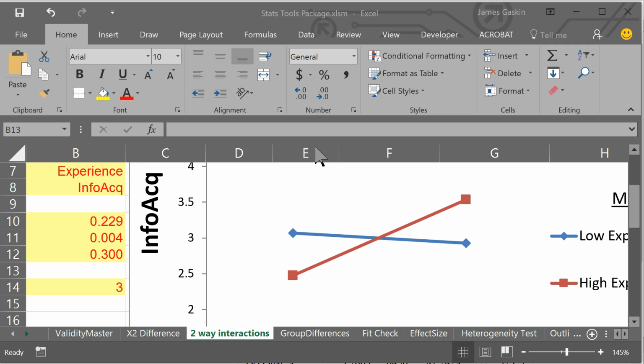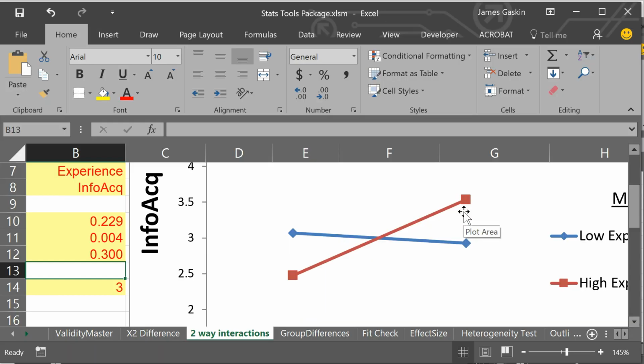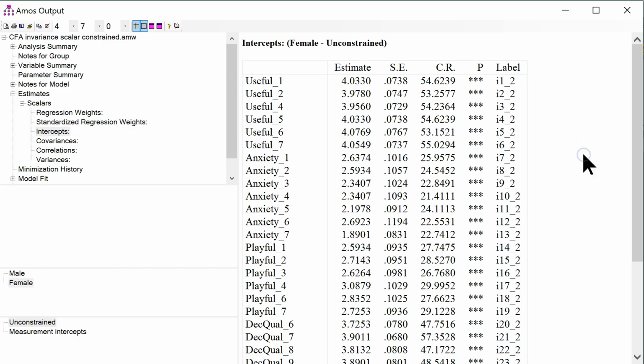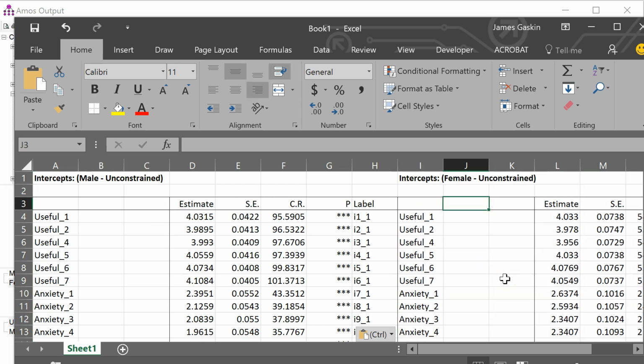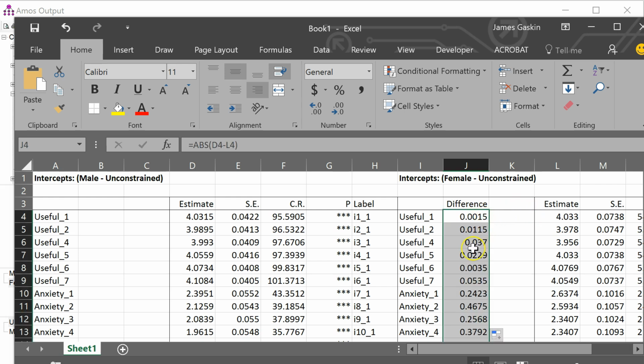Go over to Excel. And let me just create a new Excel file here. Paste this in here. And go back to here. Get the female data. Copy that out. And paste it here. And I'm just going to create a new column here. I'm going to call this difference. And it's going to equal the absolute value of the estimate minus the estimate. This is the intercept estimate. And then close that, enter. And you see very small value for that one at least. Let's see if there are any big values.